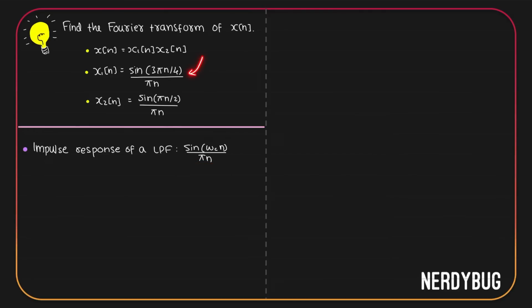Both x1 of n and x2 of n are of this form. So both of them have to be impulse responses of low-pass filters. From the first one, we can see the cutoff frequency is 3 pi by 4. From the second one, we can see its cutoff frequency is pi by 2. If we plot their frequency responses, this is how it will look.